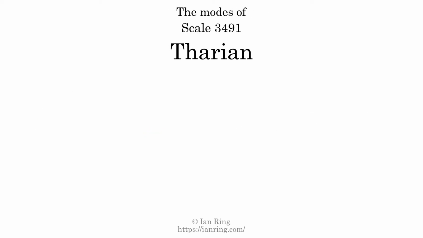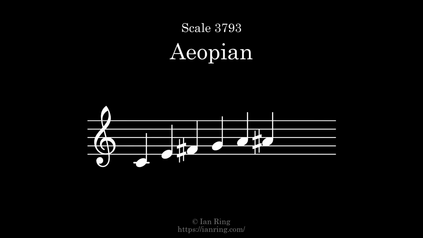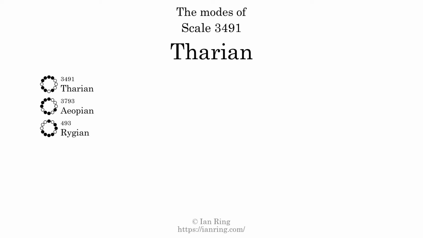This scale has 7 modes. The first mode is itself. The second mode is scale 3793, also known as Ethiopian. It sounds like this. The third mode is scale 493, also known as Phrygian. It sounds like this.